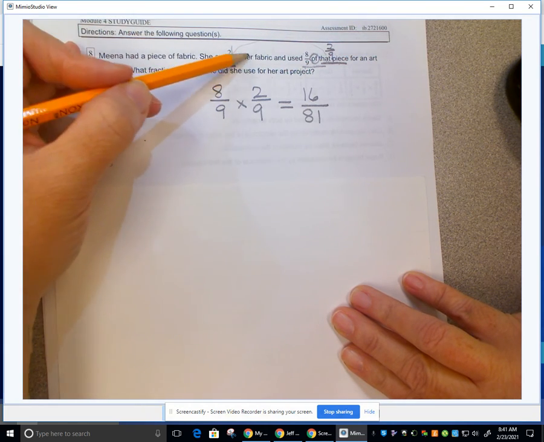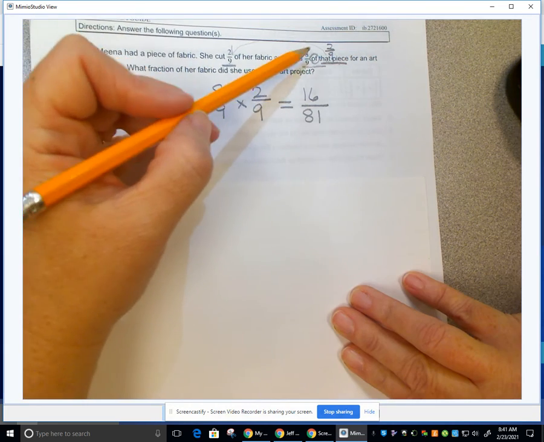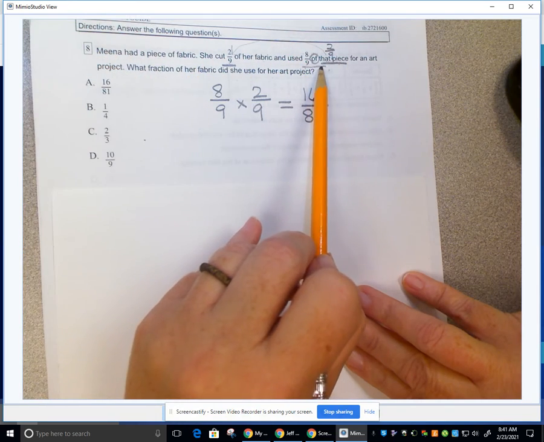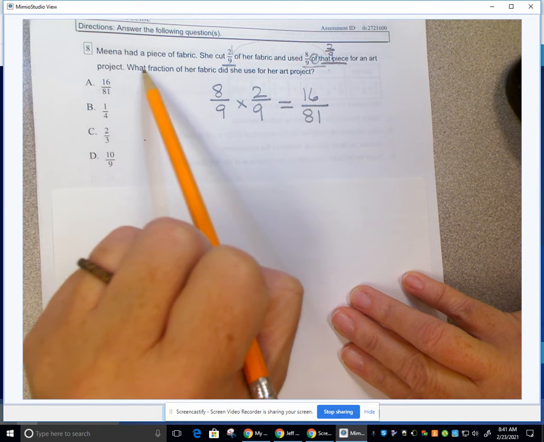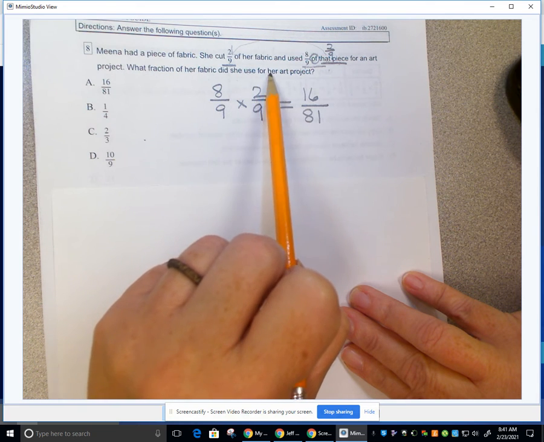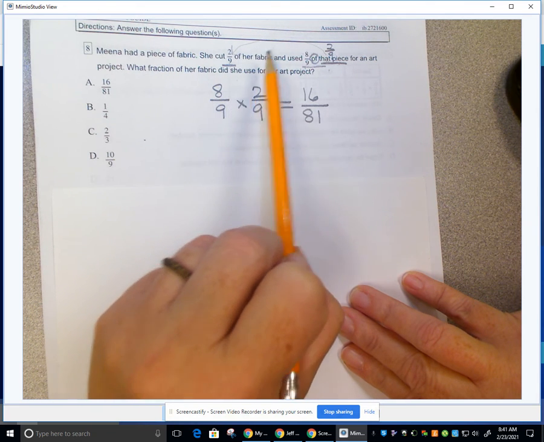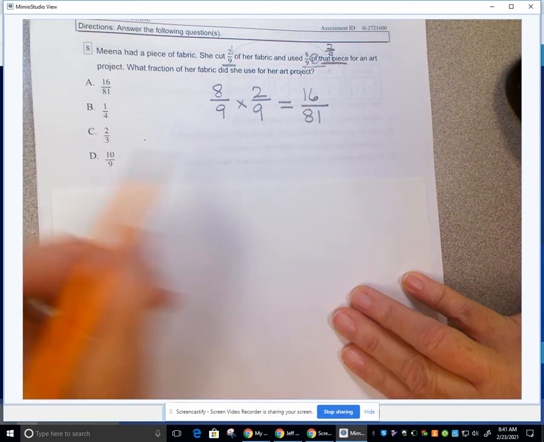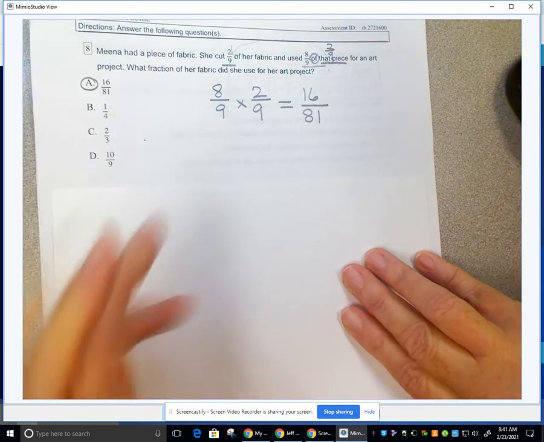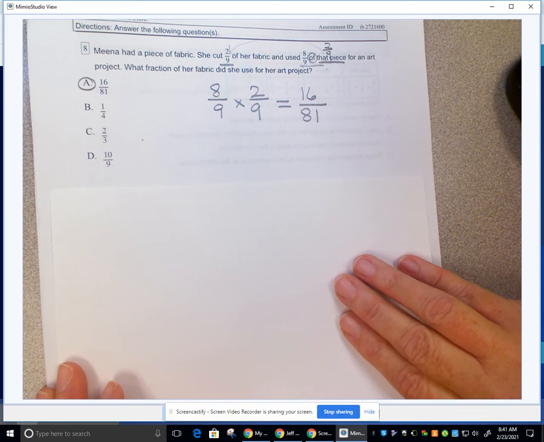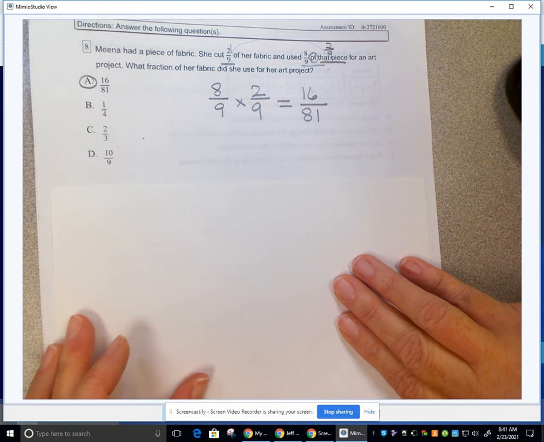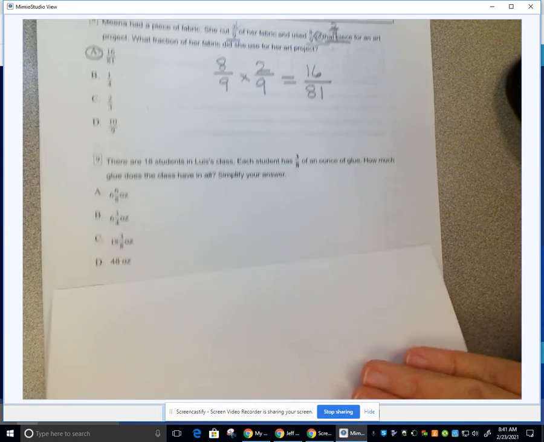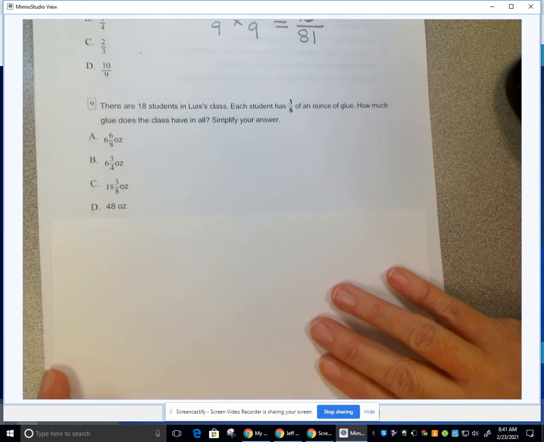She cut 2/9 of her fabric and used 8/9 of that piece for an art project. What fraction of her fabric did she use for her art project? Okay, she used 8/9 of 2/9, and 16 over 81 is right. And that's probably in simplest form. But we'll move on. Since I see my answer, I'm moving on. Number 9.